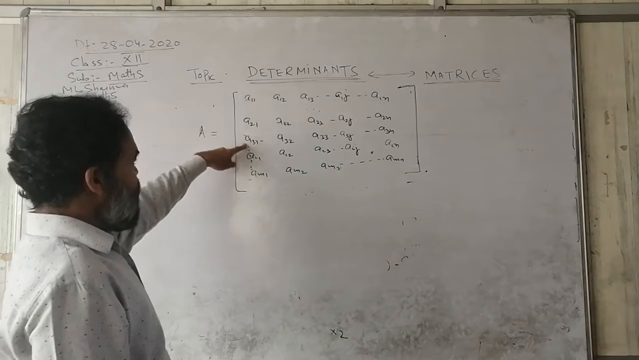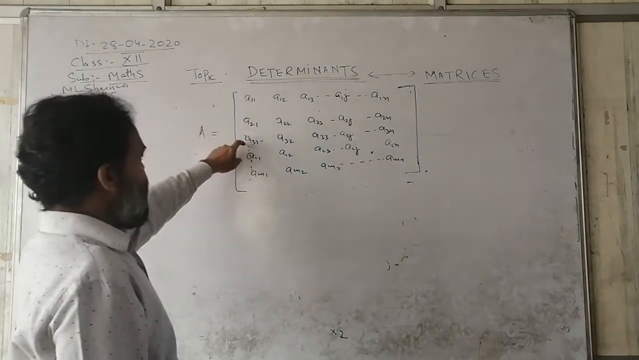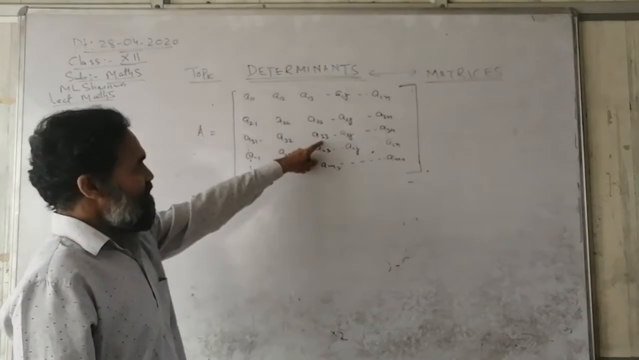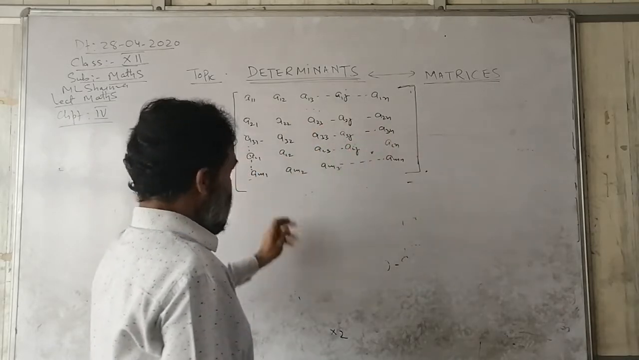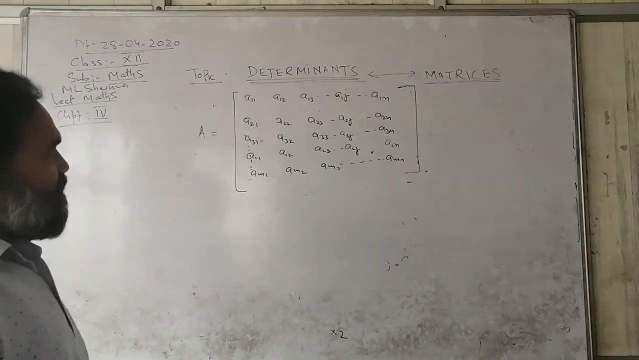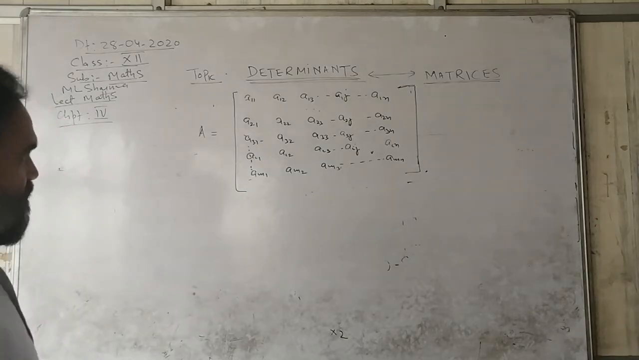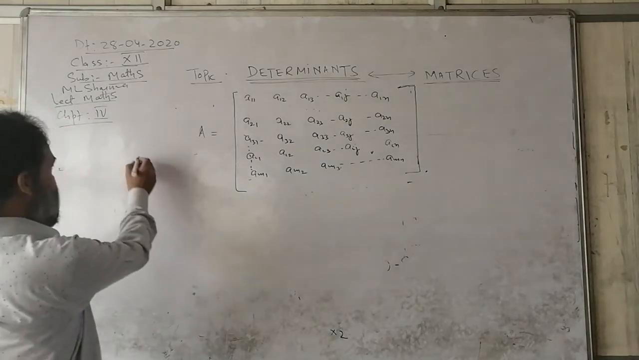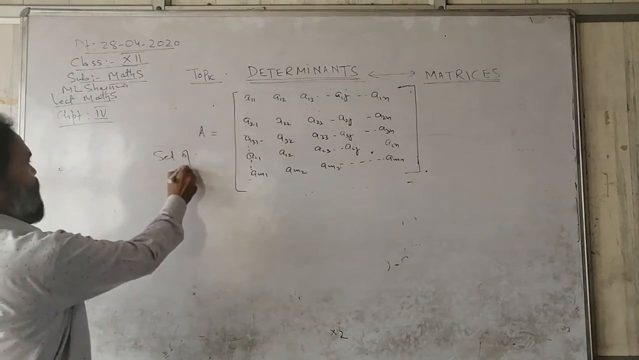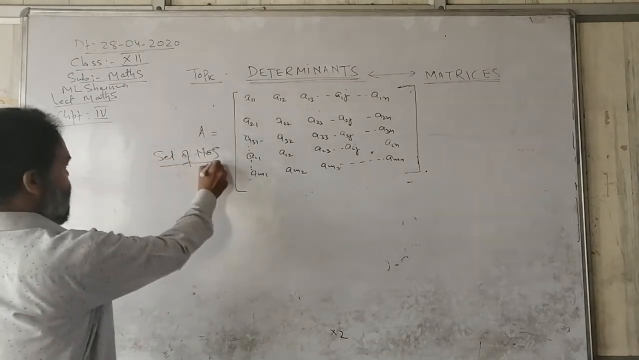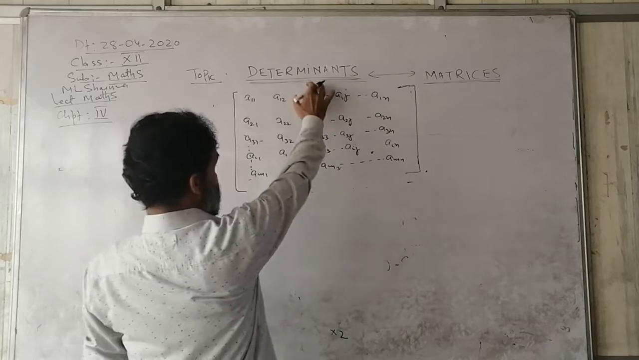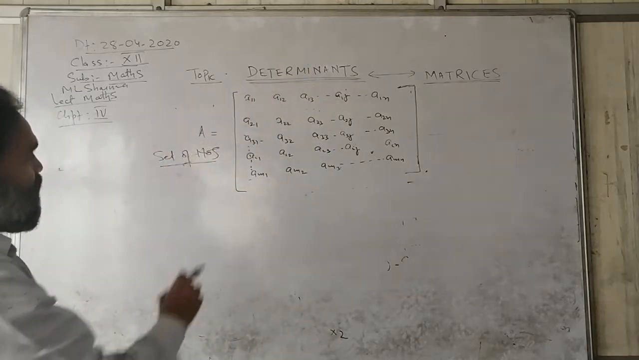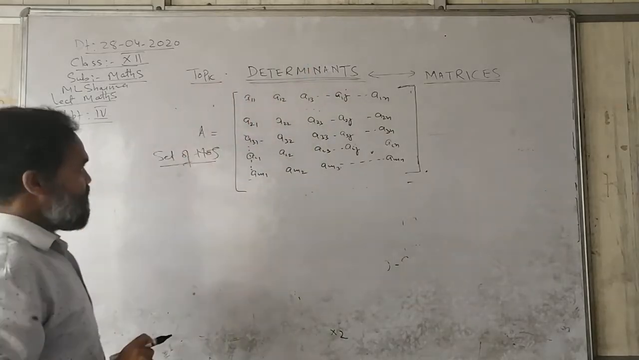Then in third way, A31, A32, A33, A3j, and so on up to A3n. So in this way, the set of numbers which I have written form a set of numbers which can be real or complex. Now, before I give the definition of determinant, look at the very first number, A11.